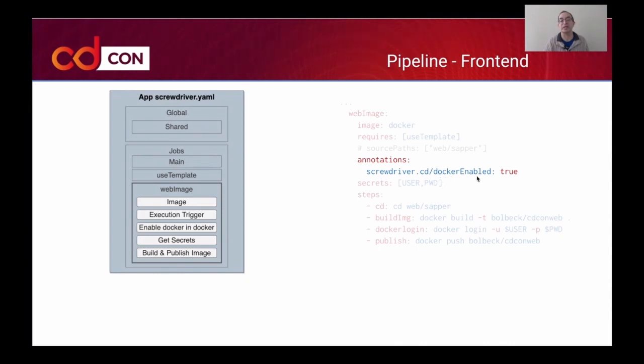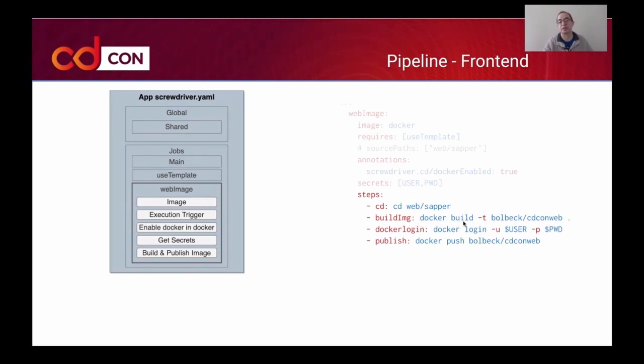And what this actually means is that we want Screwdriver to run an additional container within our pod that's going to be building this particular job. And this additional container will be running Docker in Docker, so that we'll be able to run Docker to build our image. The other thing that we're going to need here is a couple of secrets, our username and password, so that we can log in to Docker Hub to push our image. And finally, we have the steps to build our front end.